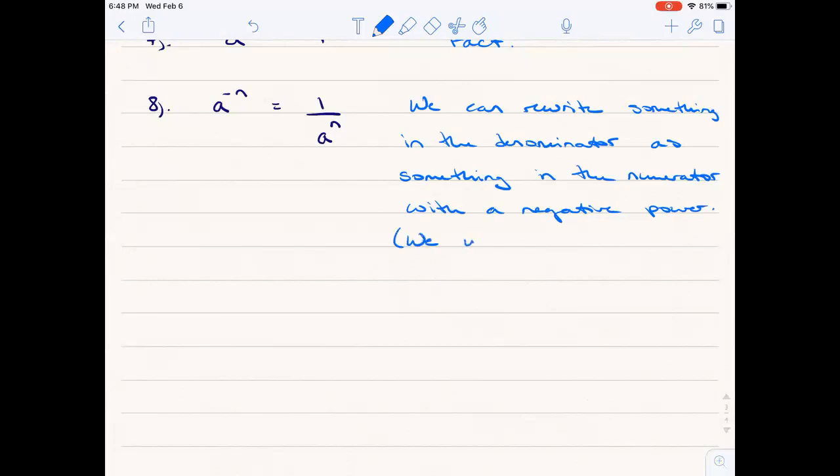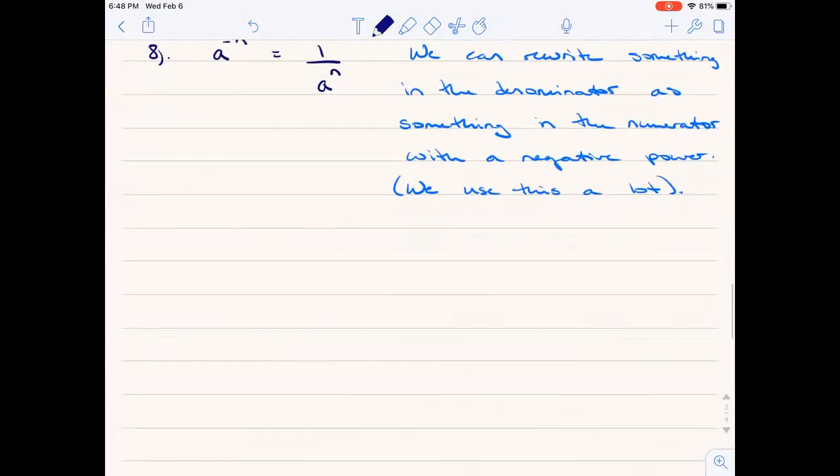I'll put in brackets here that we use this a lot. So that one's a good one to keep track of. Any questions so far? Just kind of going through the rules so we have them. Nine.